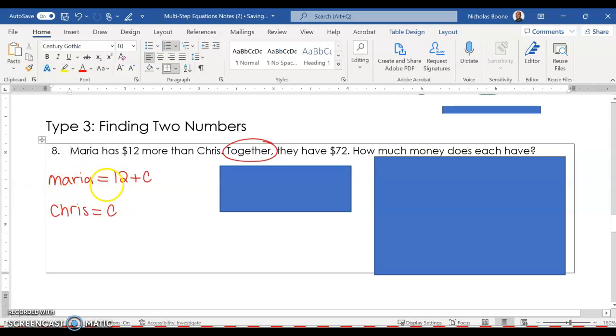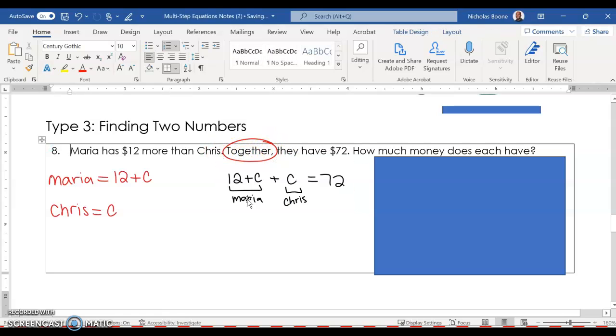Maria has $12 more than Chris. We don't know what Chris has, so we're going to let that be represented by a variable. So we have 12 plus C for Maria, we have C for Chris. And then notice in the problem it says together, so that means we need to add.